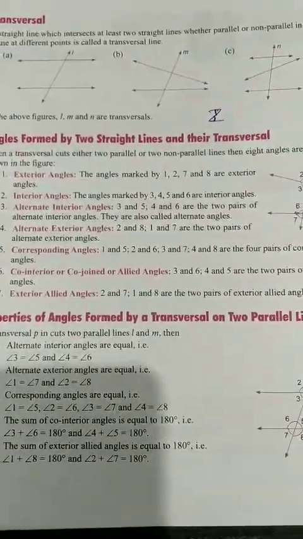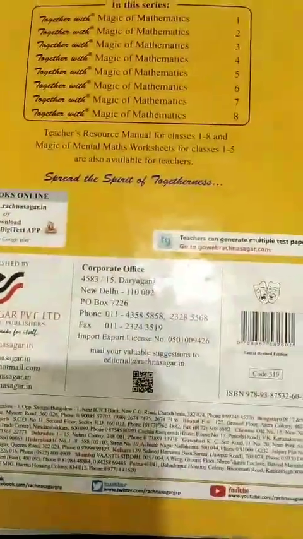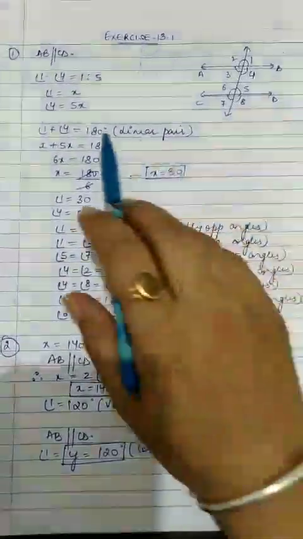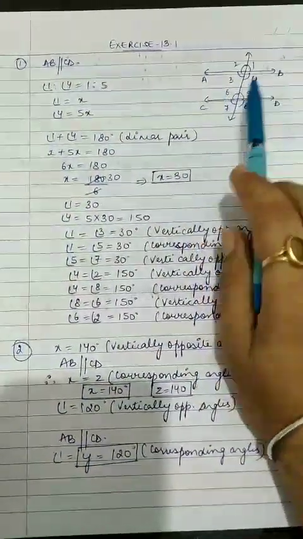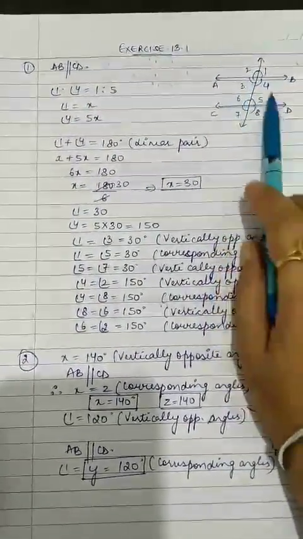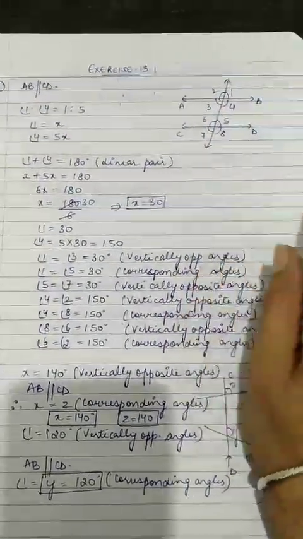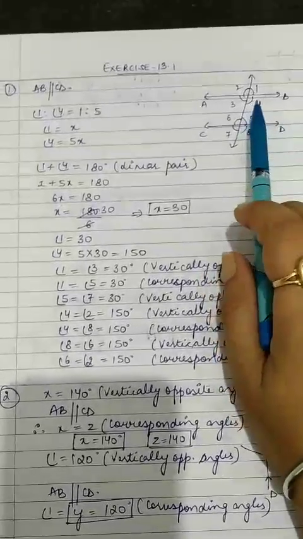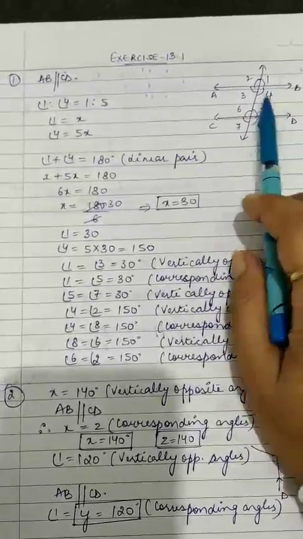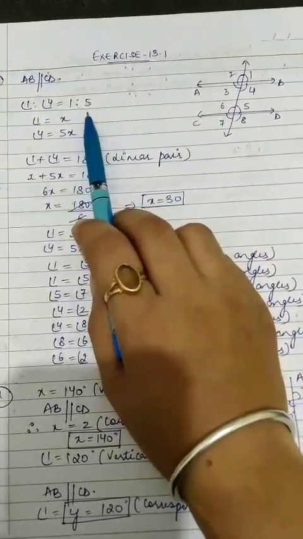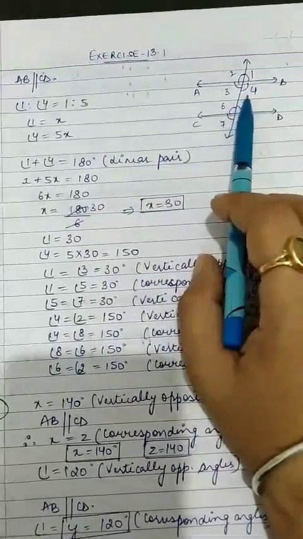Next children, after this come to exercise 13.1. The first question is given to you. In this, AB is parallel to CD, and we have to calculate the value of angles 1, 2, 3, 4, 5, 6, 7 and 8. It is also given that angle 1 : angle 4 is equal to 1 : 5.